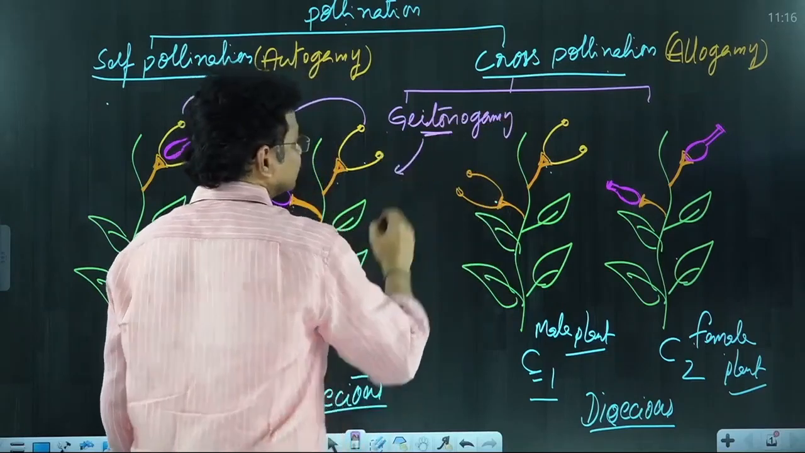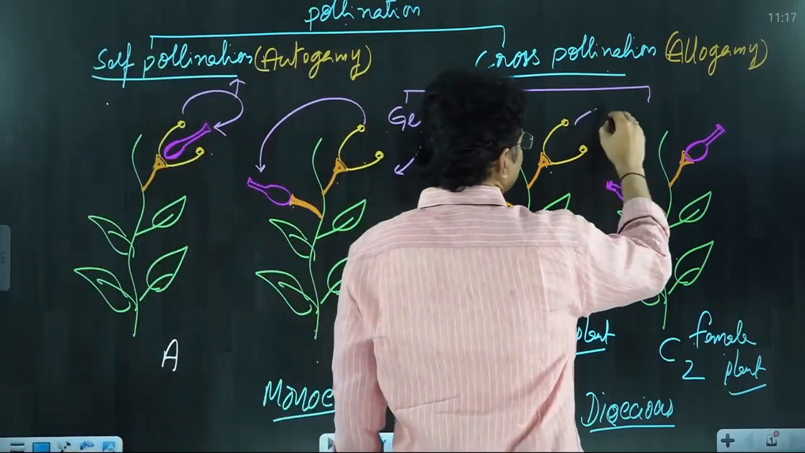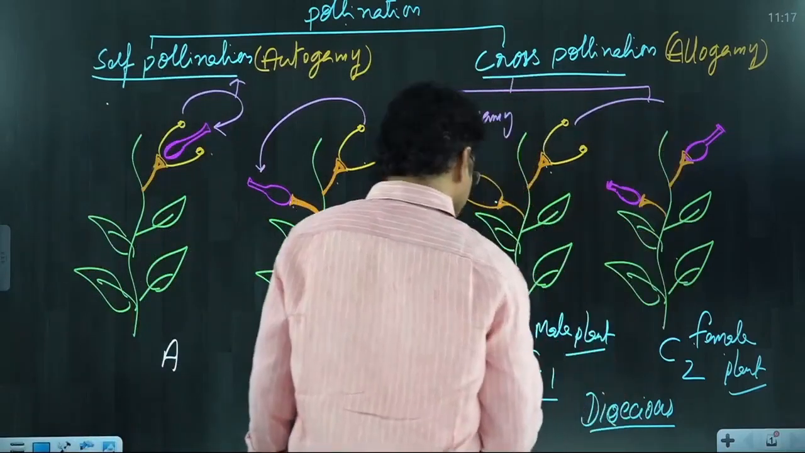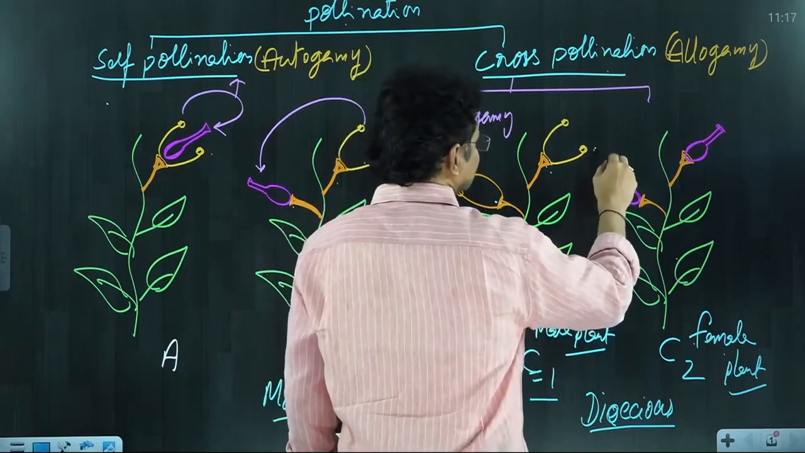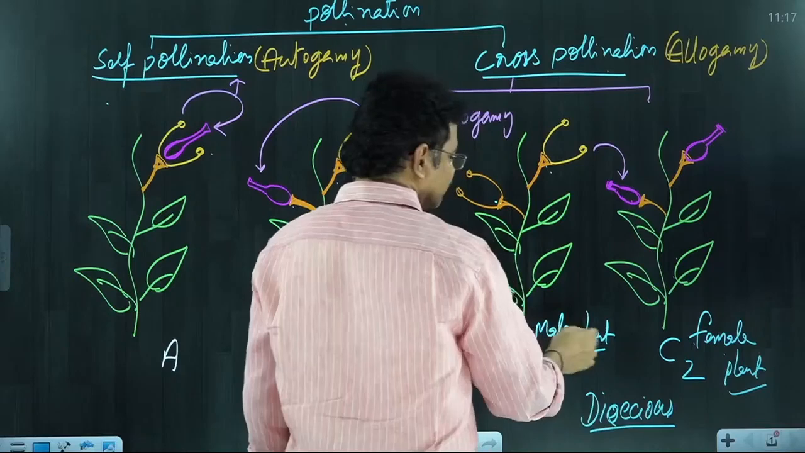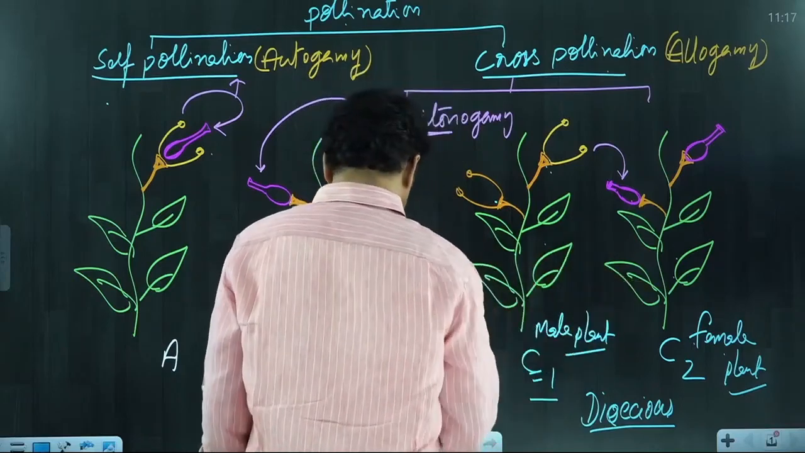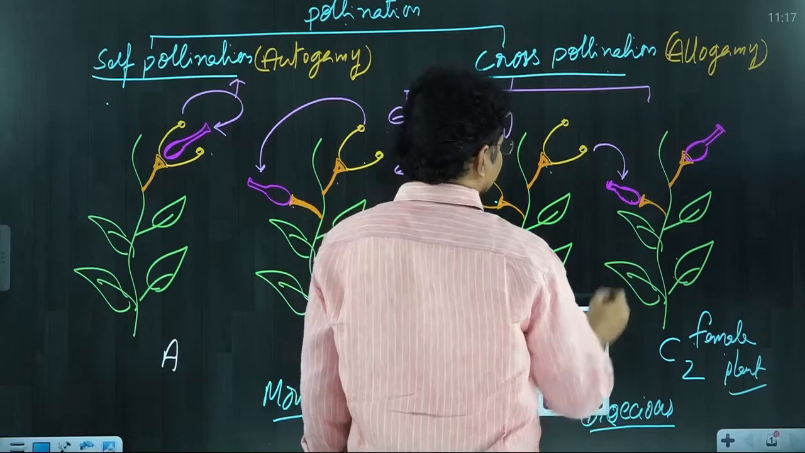This is the geitonogamy. Pollen transferred from anther to stigma of a flower present on two different plants. If the pollination takes place between the two different plants, it is the xenogamy.